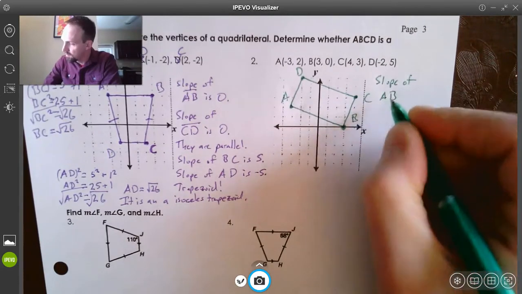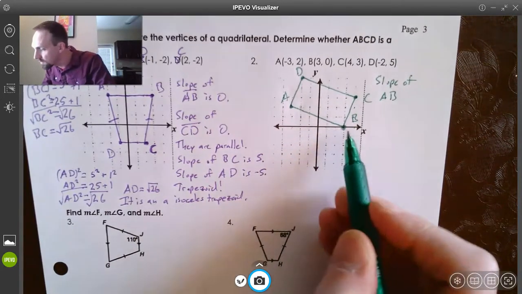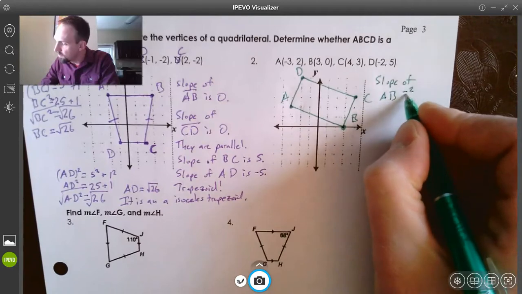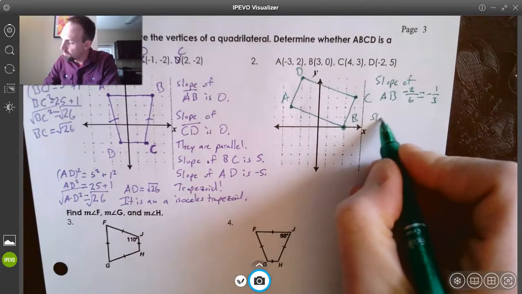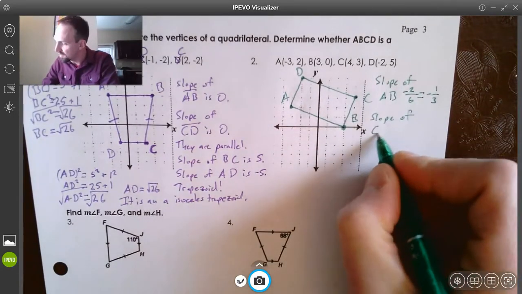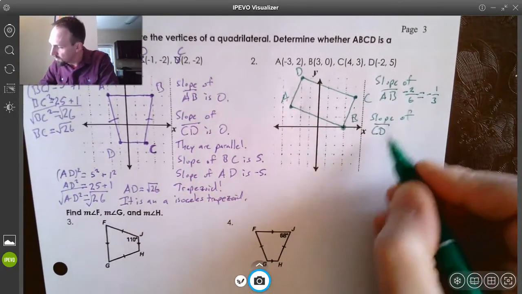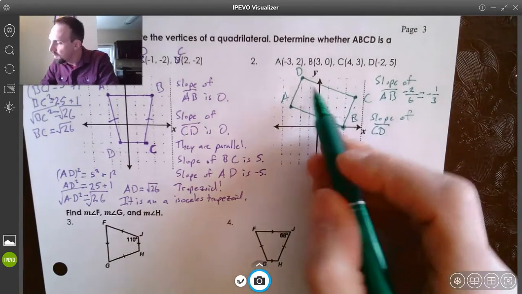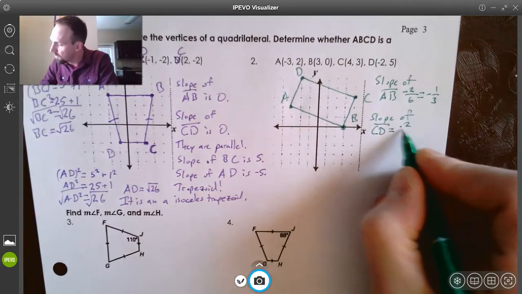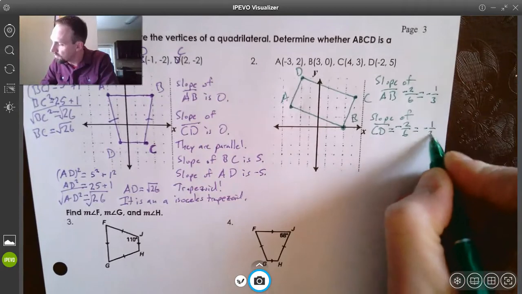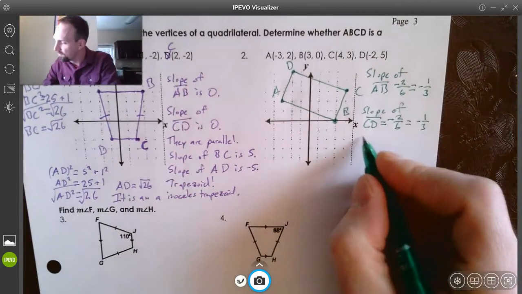So the slope of AB, so go down 2 and then right 1, 2, 3, 4, 5, 6. So -2 over 6. So that reduces to -1/3. So the slope of, now I'm going to check CD because that's the opposite. We're checking the opposite side. So the slope of segment CD, it's also going to be down 2 and then right 6, and then also reduces to -1/3. So these slopes are the same. Now remember, we also need to check the others as well.